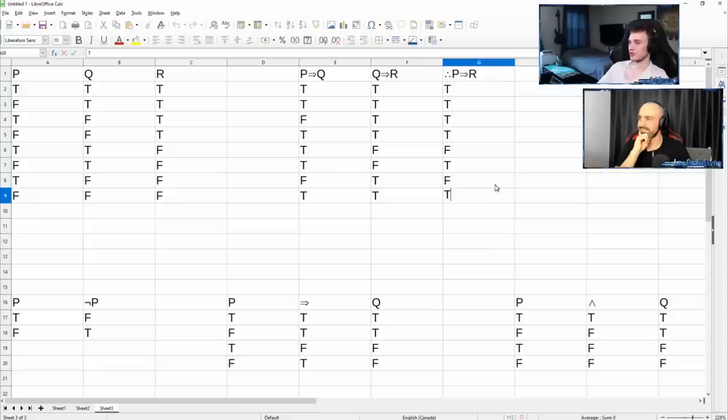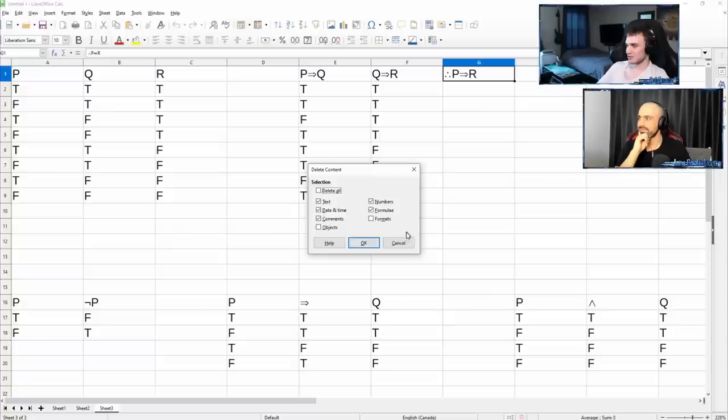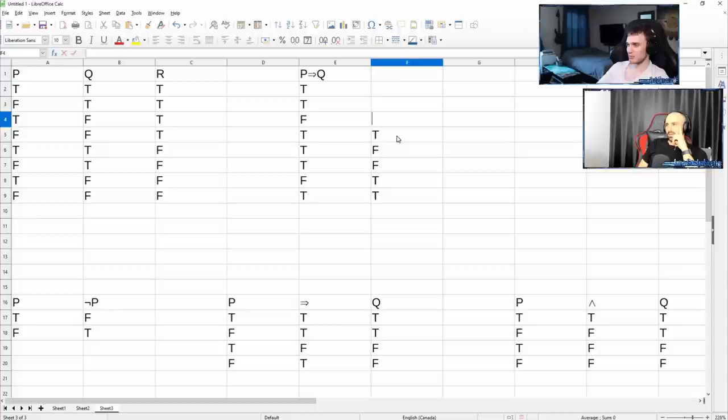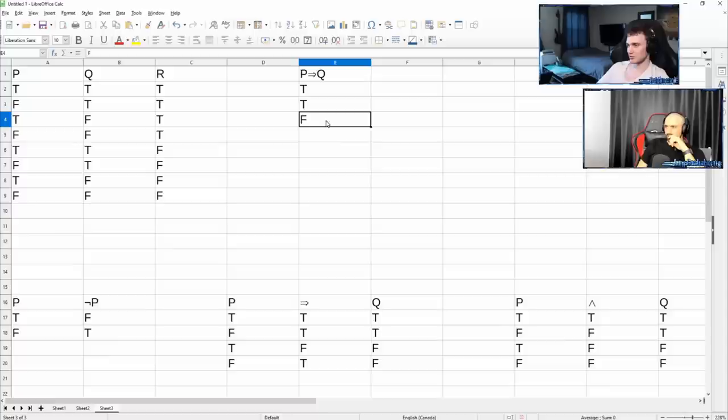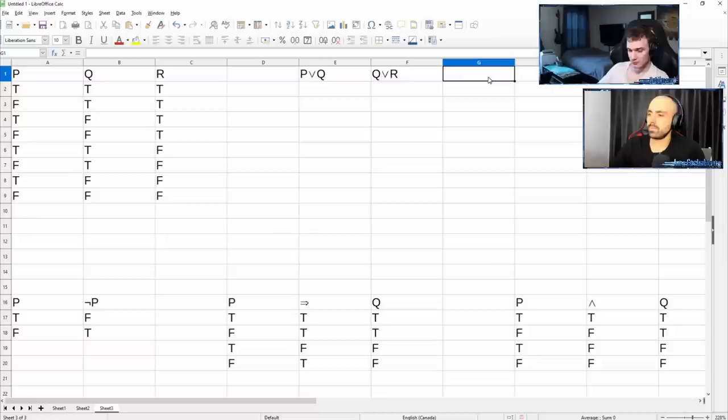Okay, let's do one more. I'll see if I can make it a little annoying, but not too crazy. You pretty much have the idea. We could make the statements more complicated, but there are tools for dealing with that. The basic idea seems to be coming across, which is good. So let's do P or Q, Q or R, therefore not P and Q.